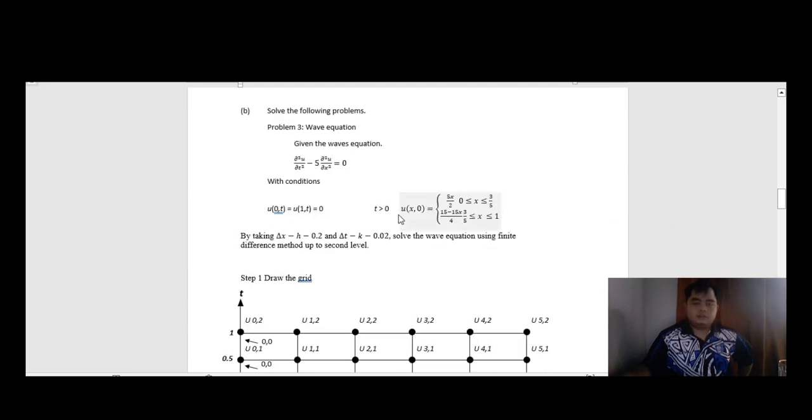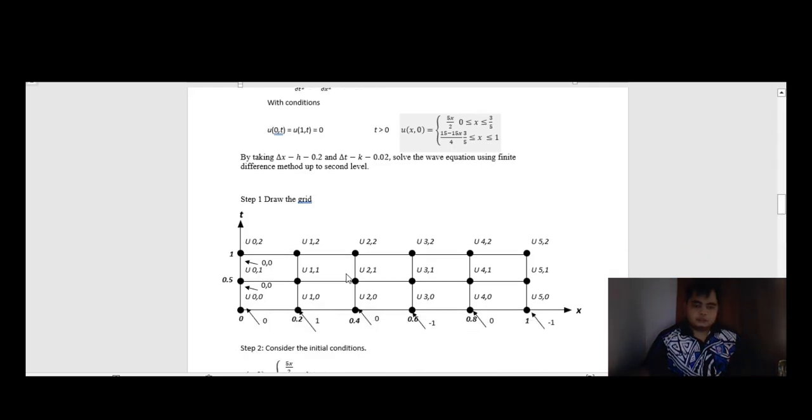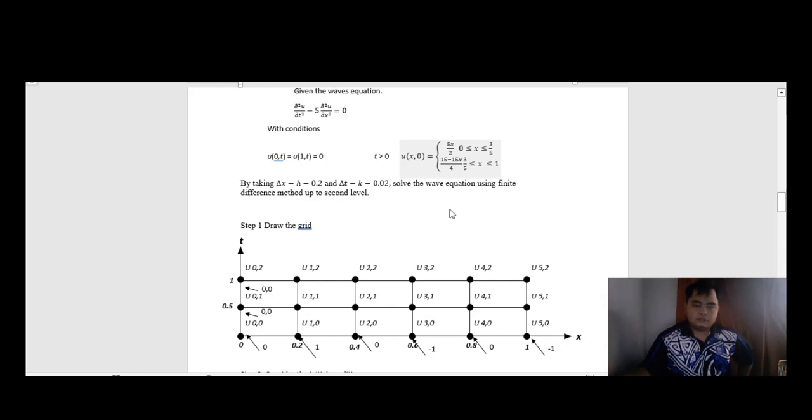Okay, here we're going to solve the equation problem 3 wave equation. Okay, here we can see this is the wave equation. Okay, first of all, as I mentioned just now, we define it into a finite difference form.